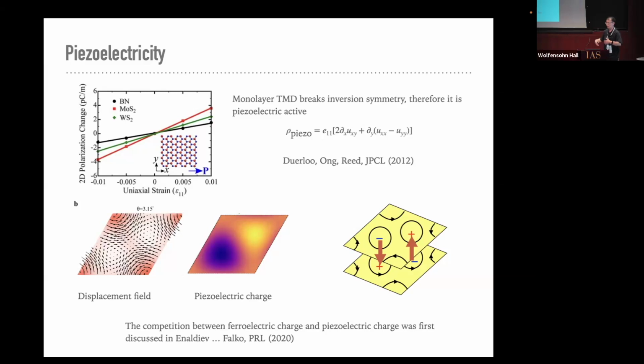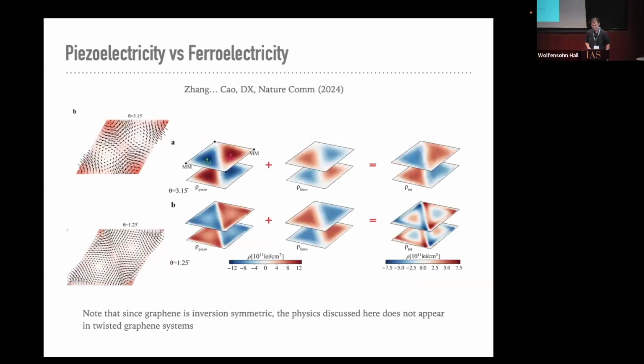With this understanding, I can give you a very simple explanation of why the pseudo-spin will flip sign. You see that at 3.15 degrees, this is the piezoelectric charge, and because the relaxation pattern varies smoothly, they are mostly concentrated at the XM and MX region, and this is the ferroelectric charge.